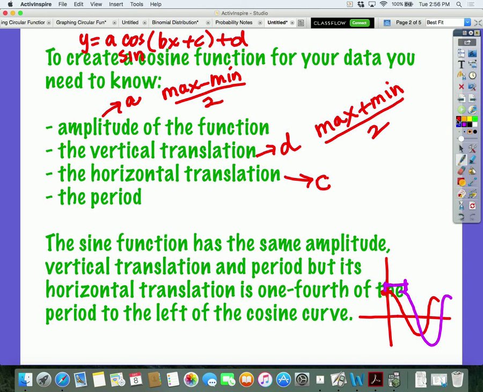Lastly, our period. What's the formula for period? And there's the B. Okay? So all this information is going to be helpful for us when we're looking at some of these problems. And here we go. We're probably going to be able to get through 2 today. That's all right. We're going to do it today and tomorrow. All right?